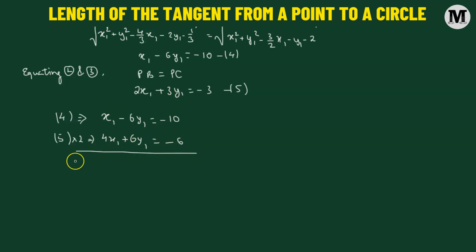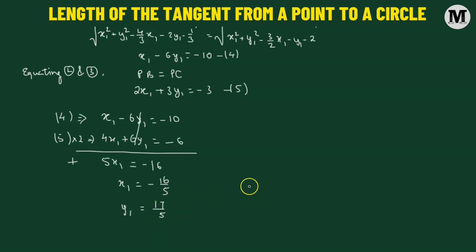We are going to add the two equations. So x1 plus 4x1 will give us 5x1. 6y1 and negative 6y1 cancel out. Negative 10 and negative 6 add up to give us negative 16. So x1 comes out to be negative 16 over 5. And using x1, we can use either equation 4 or 5 to find the value of y1. We'll find that y1 comes out to be equal to 17 over 5.